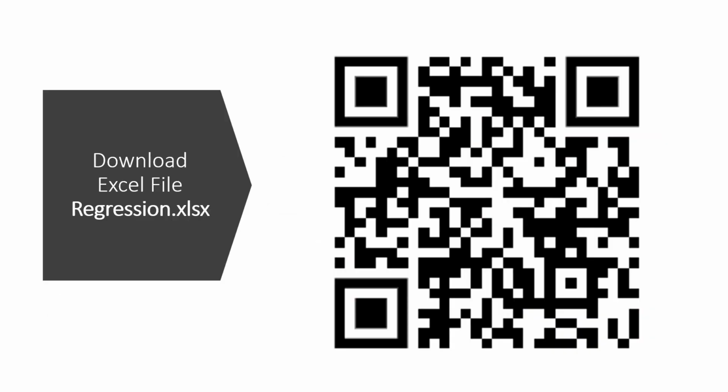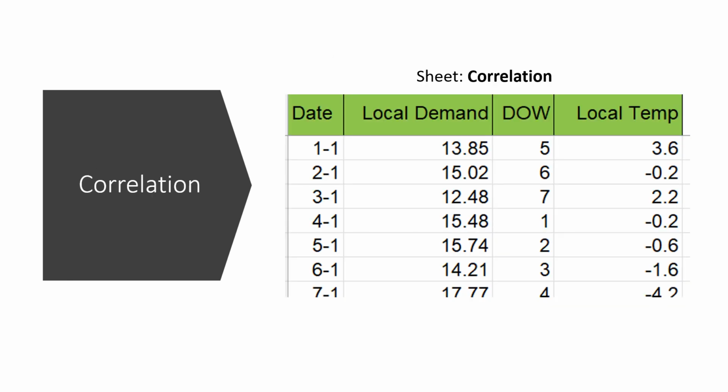Download this Excel file from OneDrive to your PC to run the following examples. We have collected natural gas demand data in sheet correlation. This is actual daily demand during the month of January and the average local temperature recorded on those days.